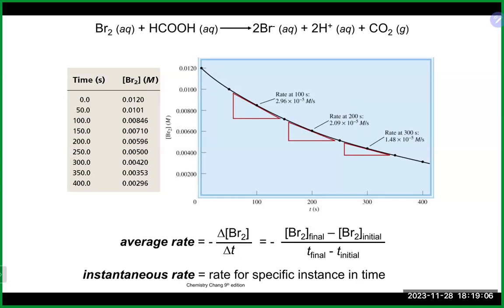So we could calculate the instantaneous rate by taking the slope of the tangent of a line like this, which we will never do in this class, but that is essentially how you could calculate it over a specific period of time. When we do calculate something like the average rate, as I mentioned before, that should always end up being a positive number when you calculate it.